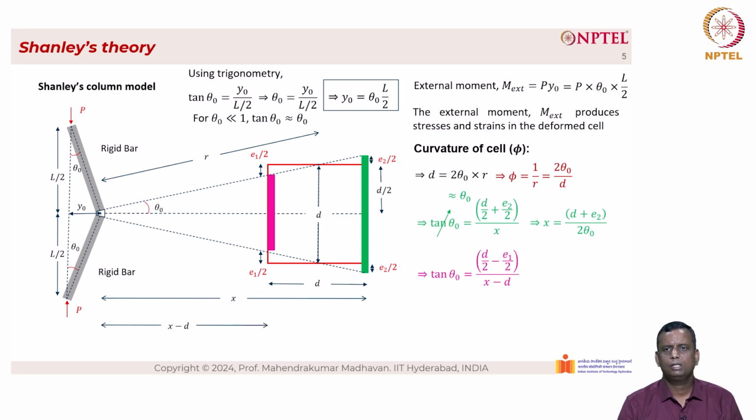Similarly, for the smaller triangle on the concave side, we have the rose color lines. Tan theta naught is equal to D by 2 minus E1 by 2 divided by X minus D. Again, tan theta naught becomes theta naught. So, we have X equal to D plus D minus E1 divided by 2 theta naught. Equating the right hand side of the above equations, we have D plus E2 divided by 2 theta naught is equal to D plus D minus E1 divided by 2 theta naught.